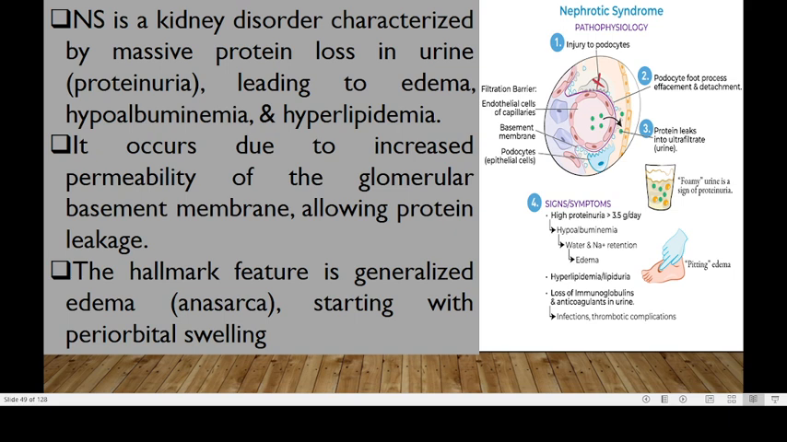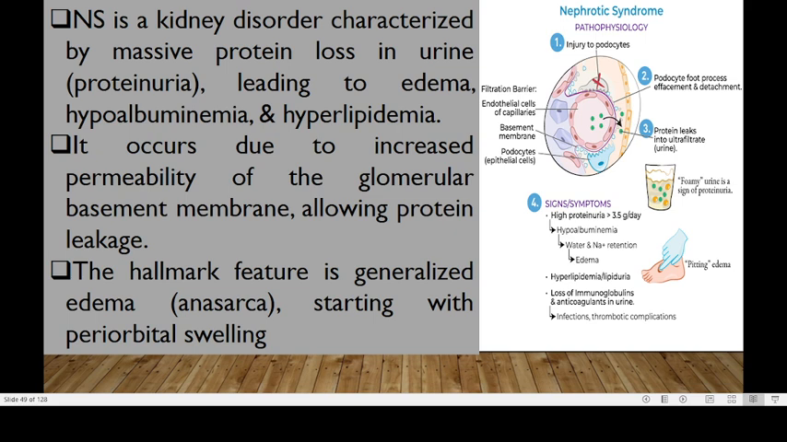That is proteinuria. We've talked of more than 3.5 grams per day, right? And when this happens, it leads to edema, hypoalbuminemia, and hyperlipidemia, right? Remember, hypoalbuminemia will lead to water and sodium retention, which causes edema. Hyperlipidemia and lipiduria result from the loss of immunoglobulin and coagulants in blood, right?